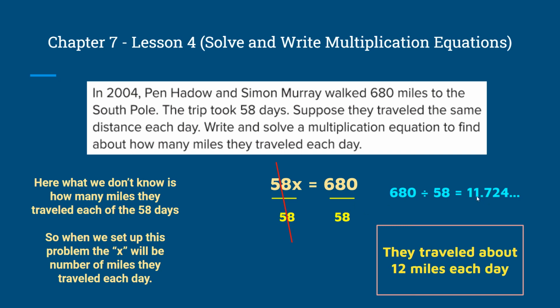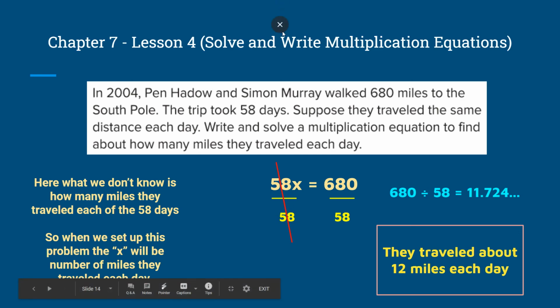If you look at this, it ends up being 11.724, and the decimal keeps going on and on forever. So what we have to do is round that answer. We just want to know about how many miles they traveled that day. So 11.724 would round up to about 12. We're going to go with that for our answer. We'll say they traveled about 12 miles each day.